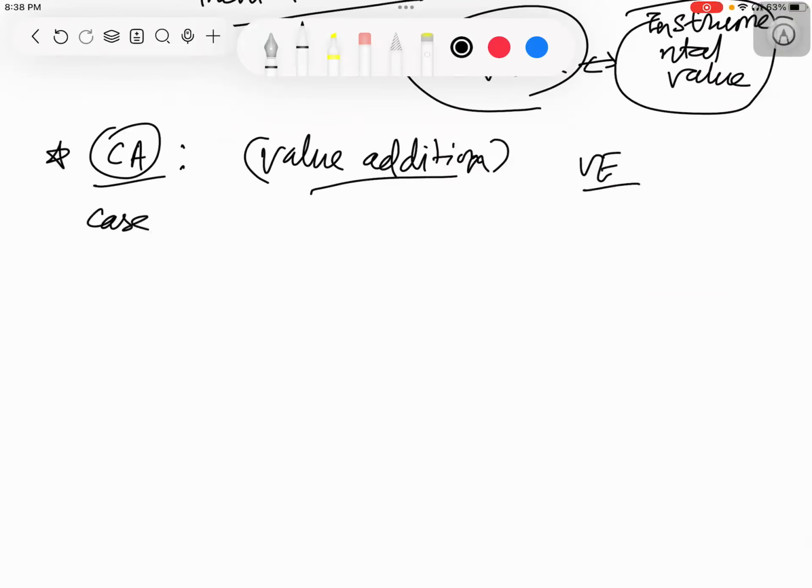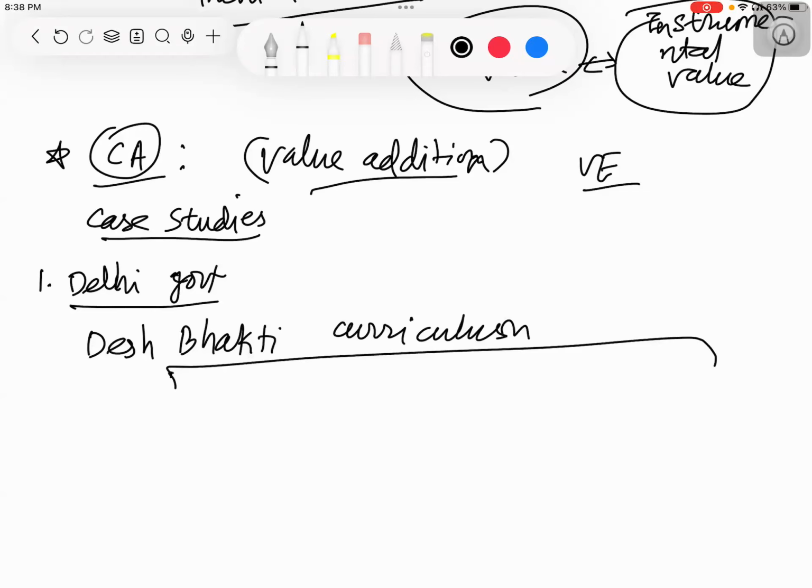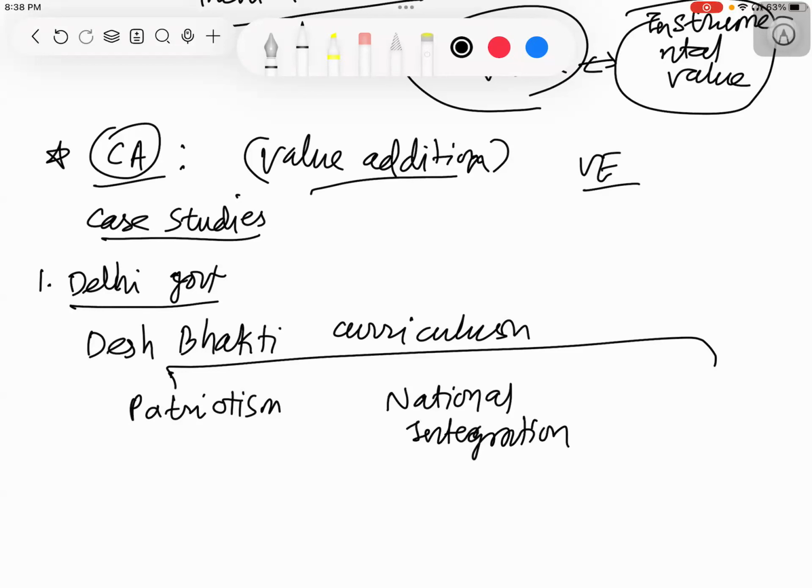Now, value education, if you see, what are the case studies, successful case studies, or in general case studies you can mention. The Delhi government schools have introduced some new things. For example, they have a patriotism curriculum. Now, which values does this curriculum impact? You can guess. Patriotism, national integration, as well as fraternity or common brotherhood, right? So you can write about these values.